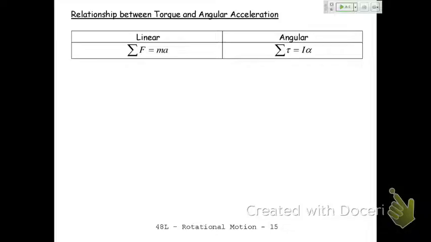Let's try this translation again. So we know that F is equal to MA, F net, or the sum of the forces equal to MA. The sum of my torques equals I alpha. I, ooh, that's a bit new. I is moment of inertia, and it is the angular mass, if you like. It involves mass, but it also involves how close you are to the turning axis in terms of your mass.